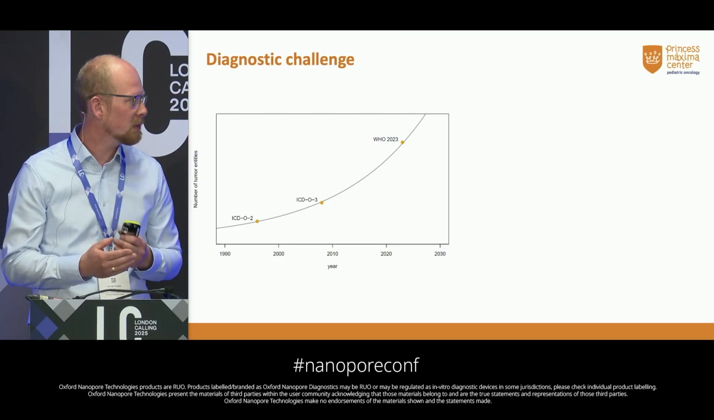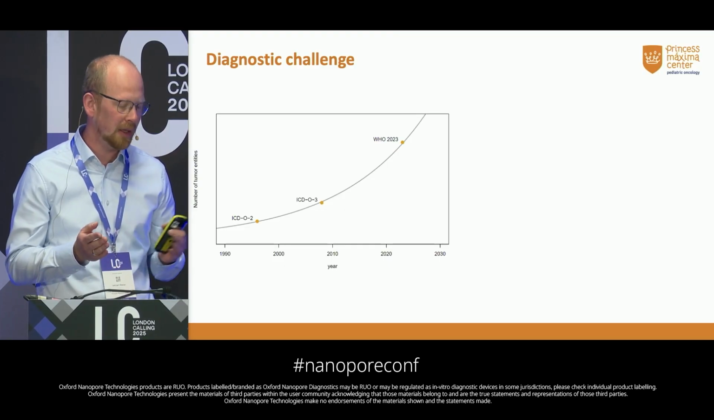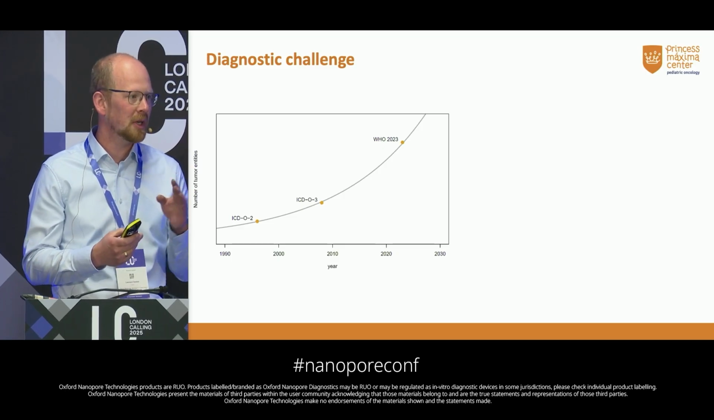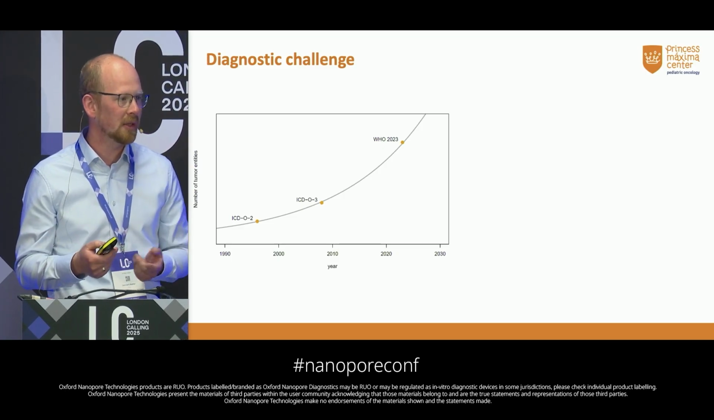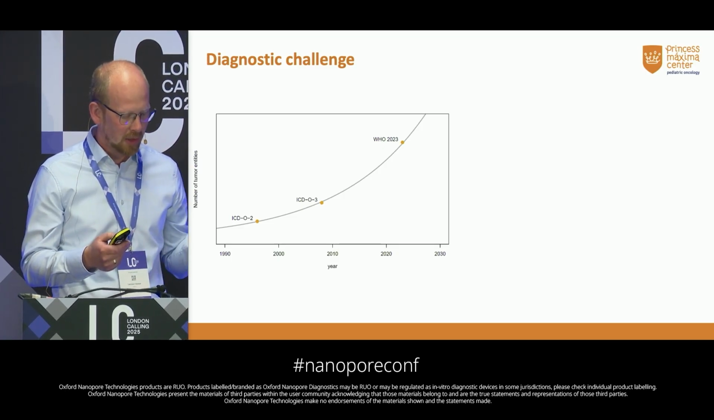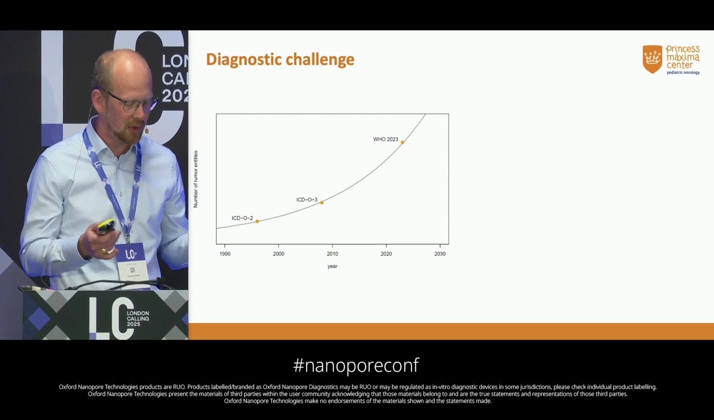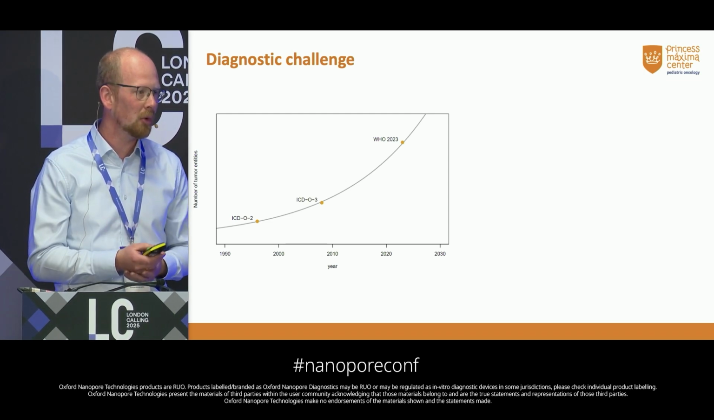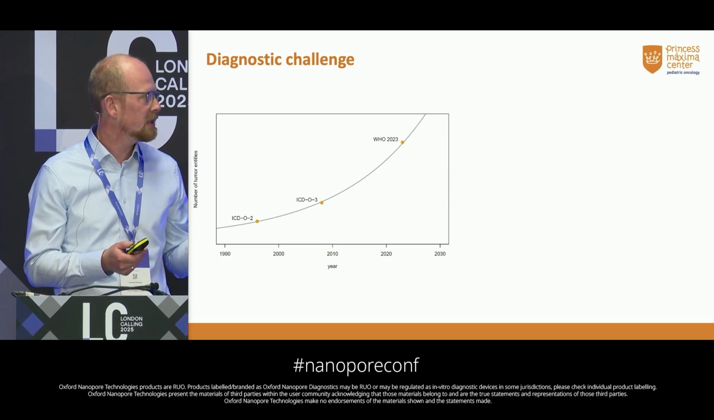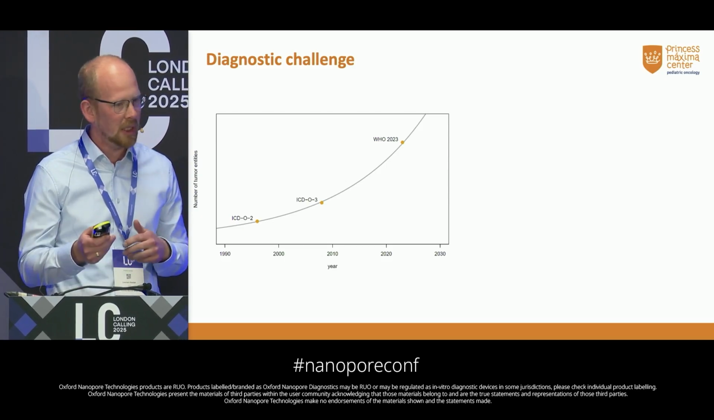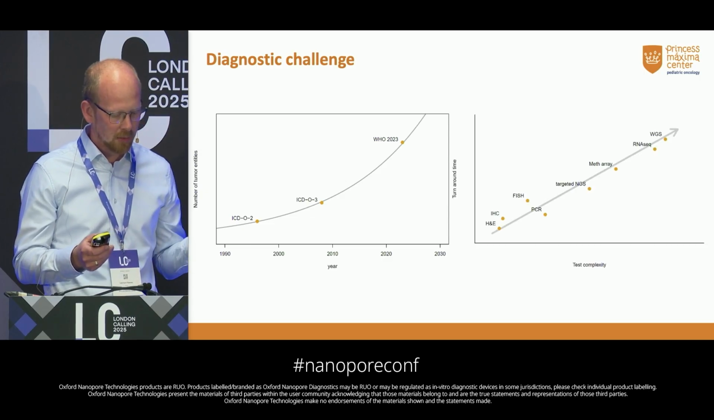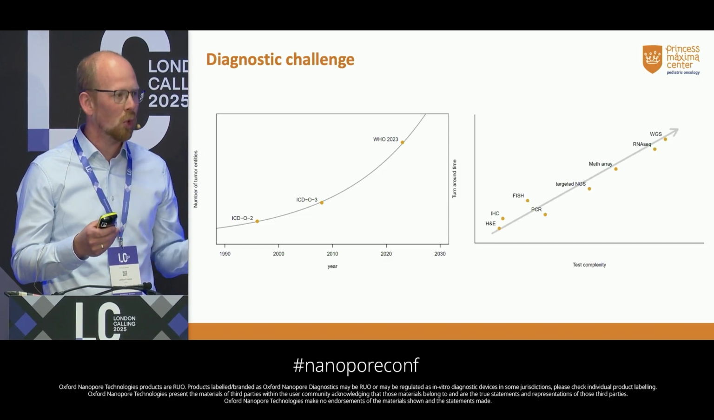So first off, we work in a diagnostic setting, and one of the challenges we're facing is that over the years we see an exponential increase in the number of different tumor entities that we recognize. So these are the three books that we used or use in the past. ICD-02, ICD-03, and now the whole-exome classification. And this means that as a diagnostic lab, you need to be able to distinguish more and more of these tumor entities. Now this is possible, but for this you need more and more complex tests.